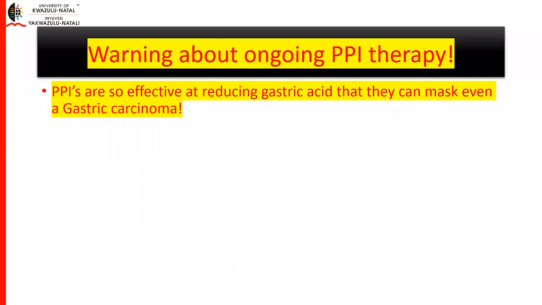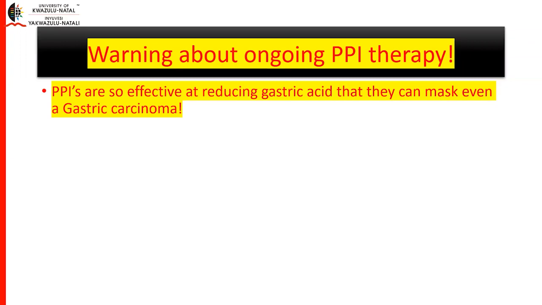Okay, now about PPI therapy. PPI therapy is highly effective, right? They are so effective at reducing gastric acid production that they can even mask a gastric carcinoma. So it's very important that before you put a patient on PPI therapy, you need to explain to them that at some point they are likely to need an upper GI endoscopy, especially if they are over the age of 40, if they have any history of bleeding peptic ulcers, right?